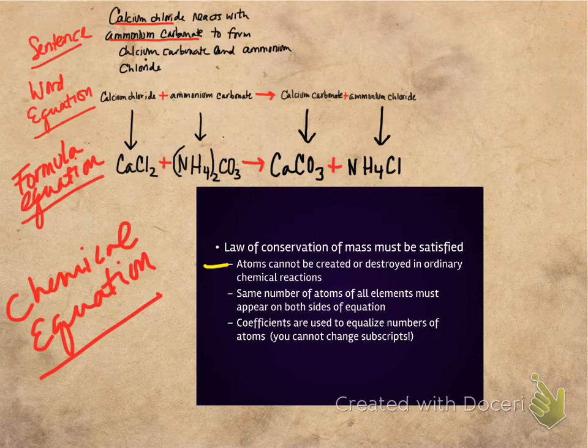So since we can't make or destroy atoms, we have to have the same number of atoms of every single element on each side of the equation. And we have to use coefficients in front of our formulas to equalize the number of atoms. If you change a subscript, you've changed a chemical formula, and you now no longer represent correct facts. And that was point one of writing a chemical equation. So with that, let's go on to how to balance.